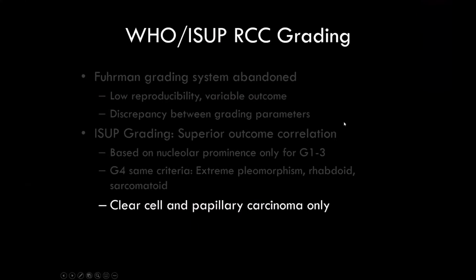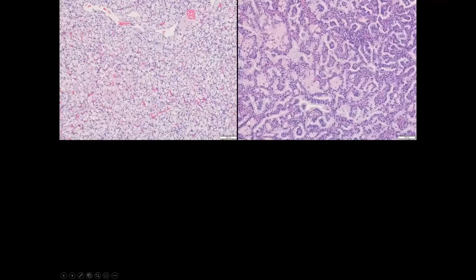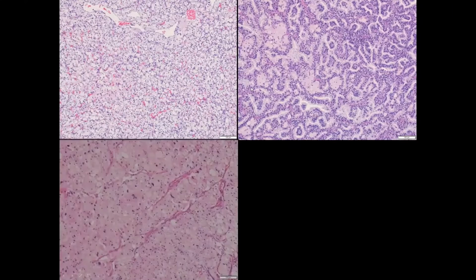But it's important to remember that this grading system has been validated only for clear cell and papillary renal carcinoma. It has not been validated for any other renal carcinoma, and we should not use it outside of these two settings. So here, this is a classic example of a clear cell renal carcinoma, and this is a classic example of a papillary renal cell carcinoma with macrophages in the fibrovascular cores. So you use the grading system here.